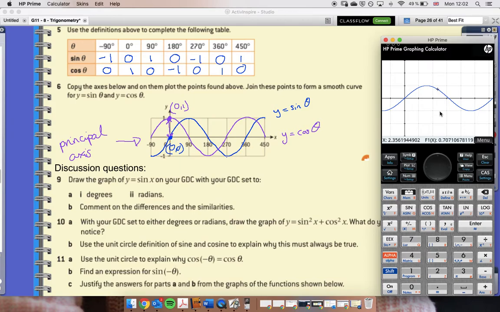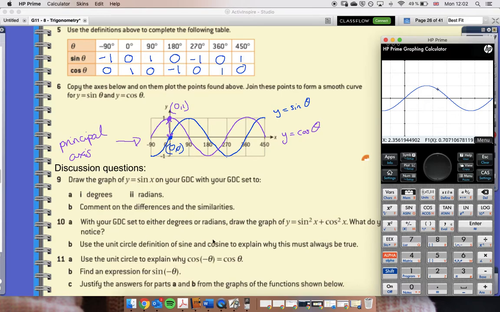So obviously, changing between radians and degrees affects the wavelength. It doesn't affect the amplitude. It was still going through the origin, but it is affecting how long a wavelength is. So we obviously need to be a little bit careful when we're using our calculators to answer problems.